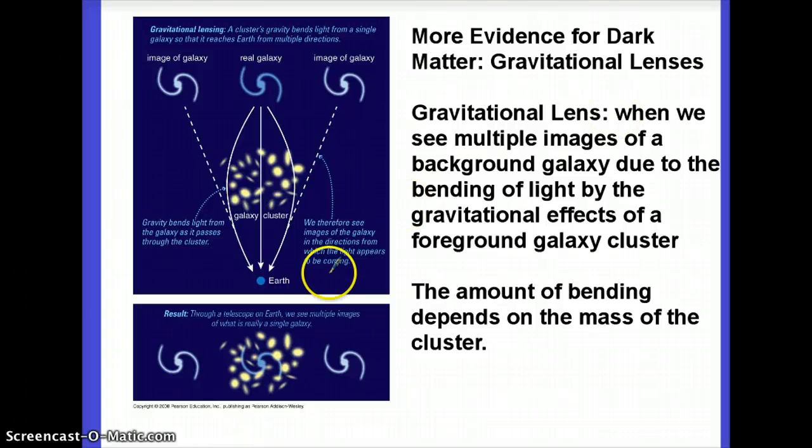And this is a diagram from your book if you want to look it up in your book. What happens is we have a cluster of galaxies, and here's Earth, and there's a galaxy that's behind the cluster. Now, obviously, this is totally not to scale, but it's there to show you the concept. So from our perspective, this galaxy shouldn't be visible. It should be hidden behind the cluster.